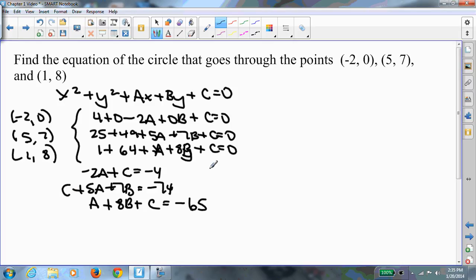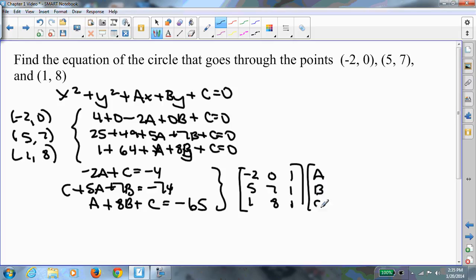So basically, if I set this up in matrix form, it'll look like the following. Using a matrix to represent my coefficients, I'll have negative 2, 0, 1. I will have 5, 7, 1, and 1, 8, 1 times the vector a, b, c equals my constants, negative 4, negative 74, and negative 65.